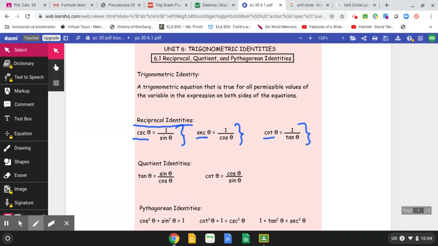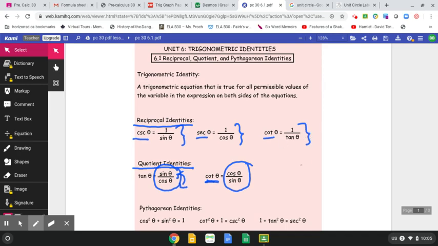The next identity we will look at are quotient identities. This primarily deals with tan. Tan, we know, is sine over cos. If you can remember that, you can remember cotangent, which is the reciprocal of tan. You literally just take it and flip it. So cotangent is cos over sine. Again, you'll always have that beside you, so you don't need to memorize, but I'd say those are good ones to know.